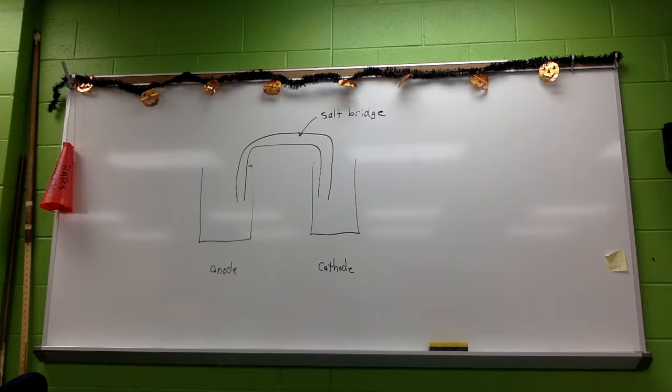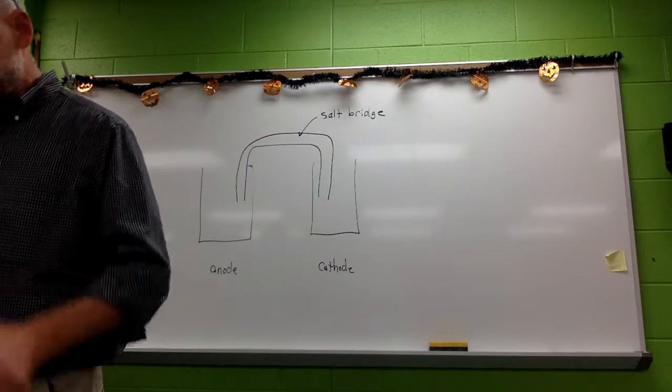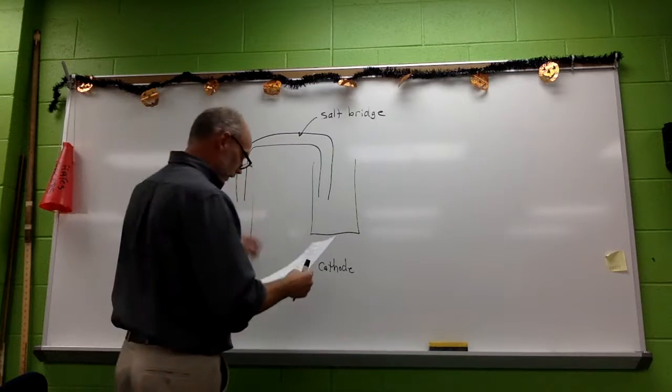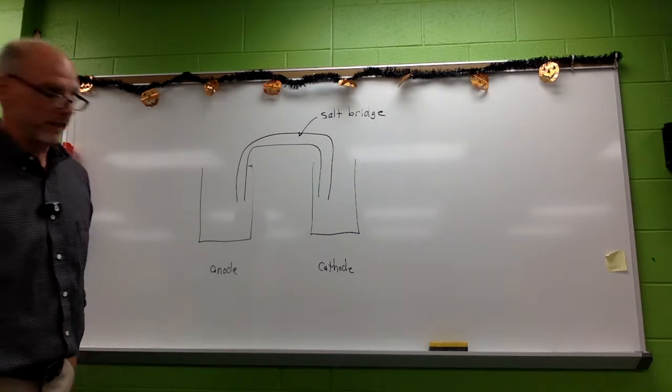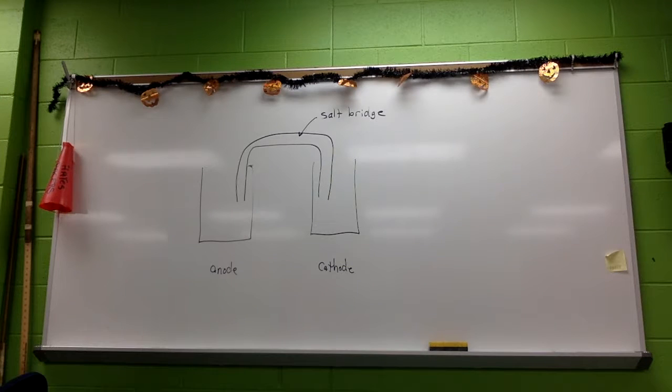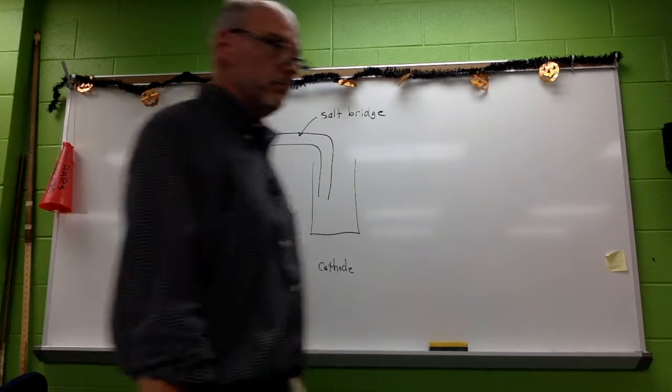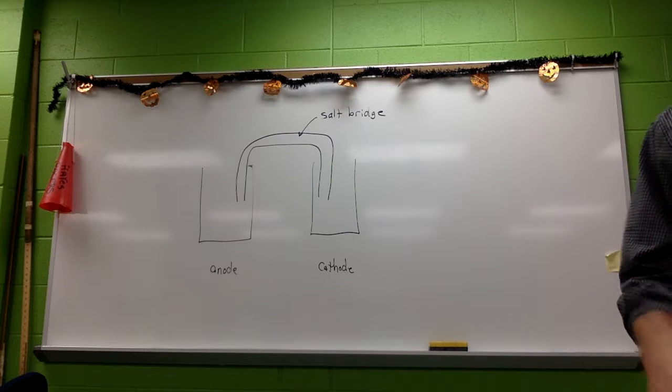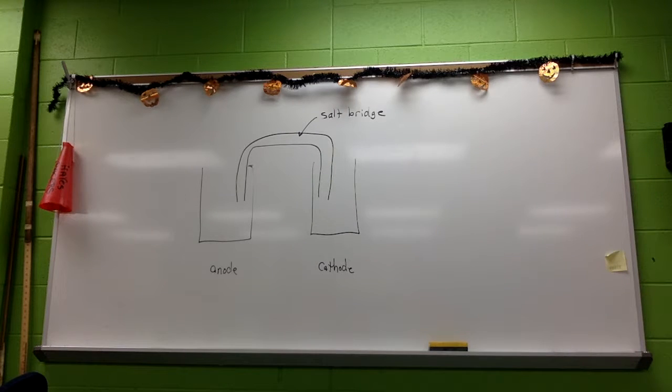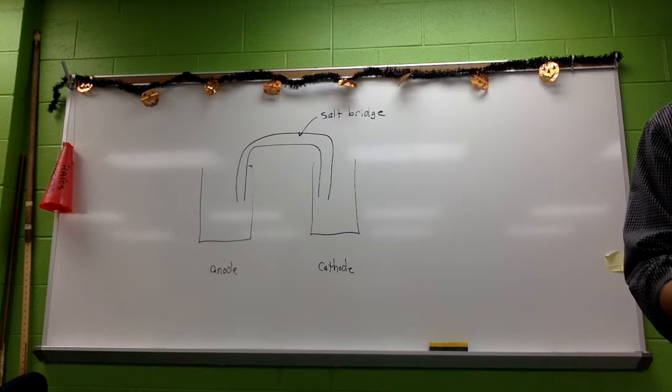Do not fall into that trap on the AP exam. Actually think about what is occurring in the cell that you are drawing on the AP exam, because otherwise you might get trapped. Now, this is the salt bridge. Inside of the salt bridge are going to be ions. Typically, it's going to be something like a solution of potassium nitrate, sodium nitrate, sodium acetate, anything that never precipitates.